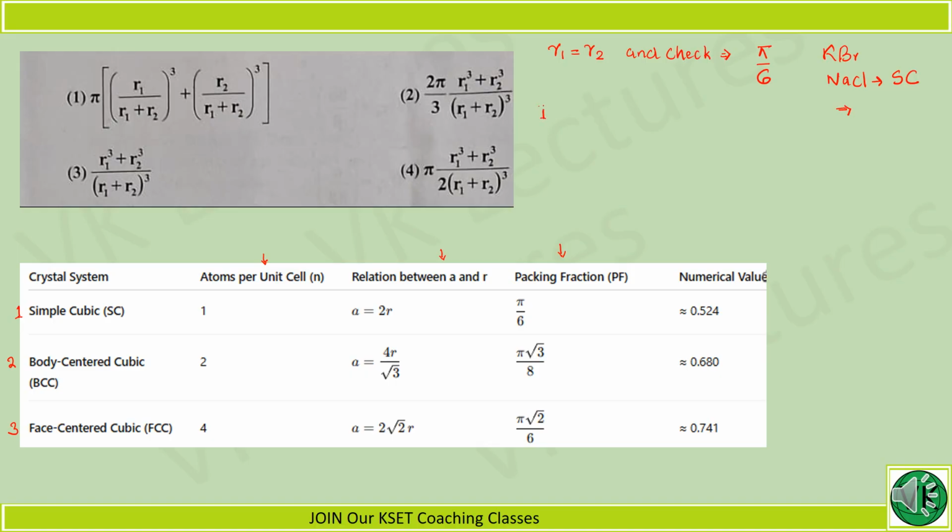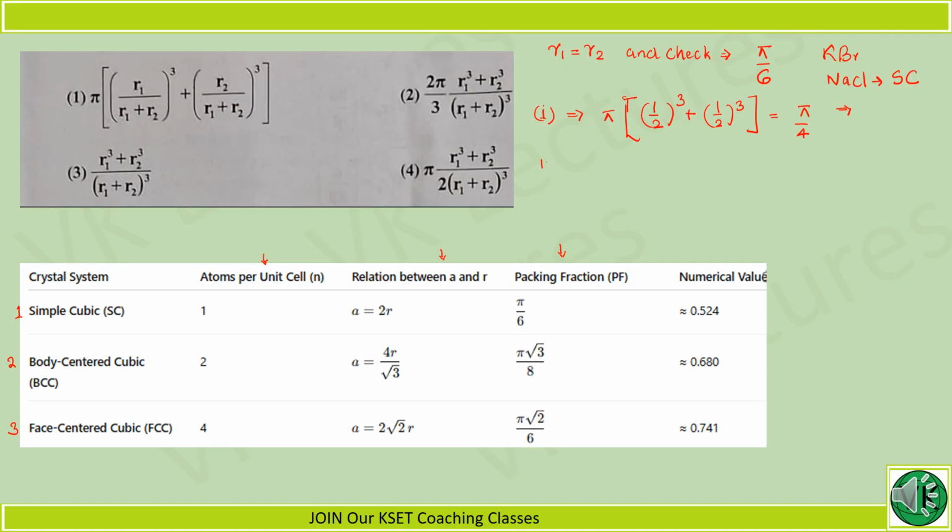Now let's take the first option, with pi. R1 equal to R2. So the first term will be 1 by 2 cube plus again 1 by 2 cube, which will be equal to 1 by 8 plus 1 by 8, that is 1 by 4. So pi by 4, which is not the correct answer.